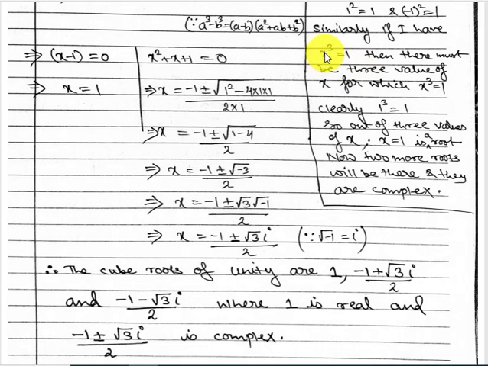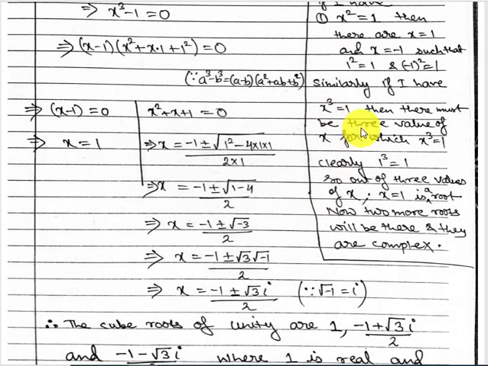Under the real numbers there is no other number except 1 whose cube is 1. But here it's written x cube is equal to 1, that means apart from 1 there should be two more values of x for which the cube should be 1. And those two values are in complex form. Those two values are complex numbers. So we will find that.